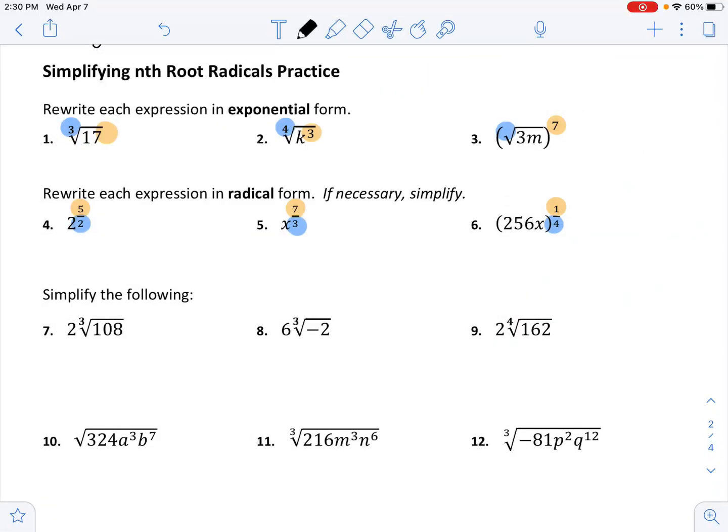Okay, so today I'm going to go over the practice for simplifying nth root radicals practice. So the first three problems say rewrite each expression in exponential form.